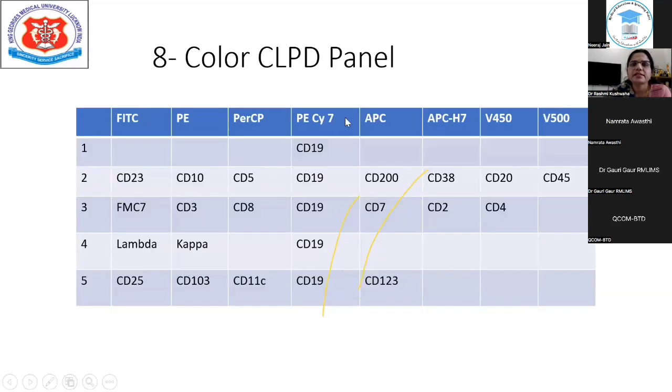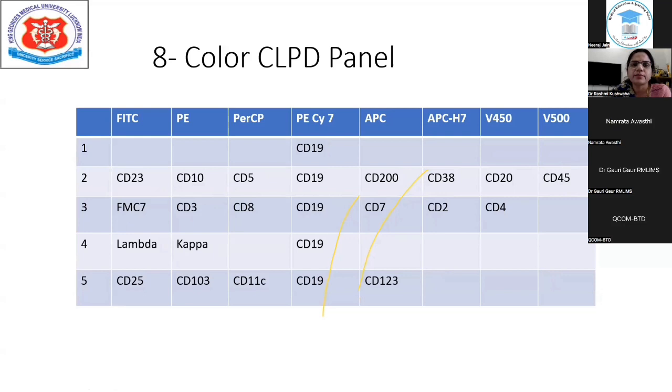This is the 8-color CLPD panel that we are following in our lab. We use CD19 as a gating marker and add various markers like CD23, CD10, CD5, CD200, CD38, CD20, and of course CD45 to check whether the CD45 is bright in the gated population or not. Other than that, we add FMC7 and the various T cell markers like CD3, CD8, CD7, CD2, CD4. And to check for clonality, we use lambda and kappa.